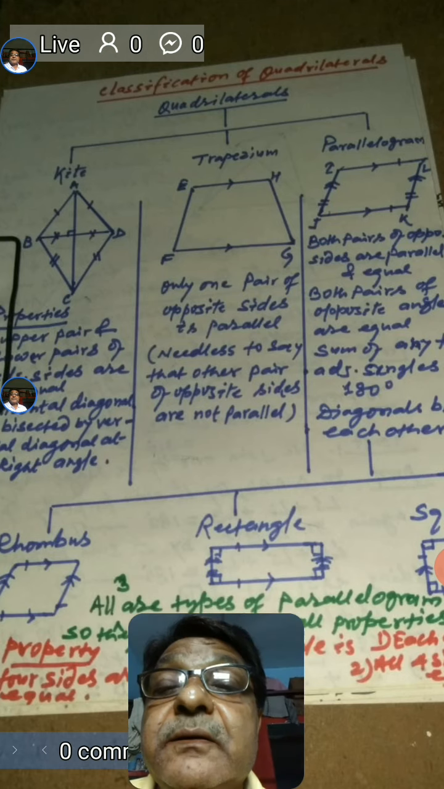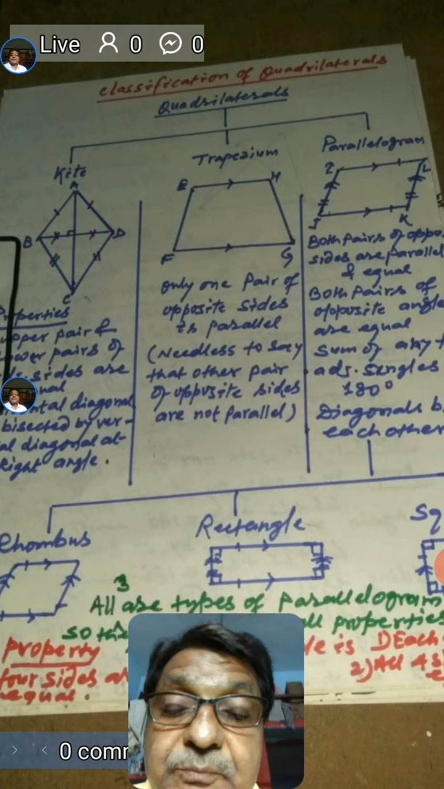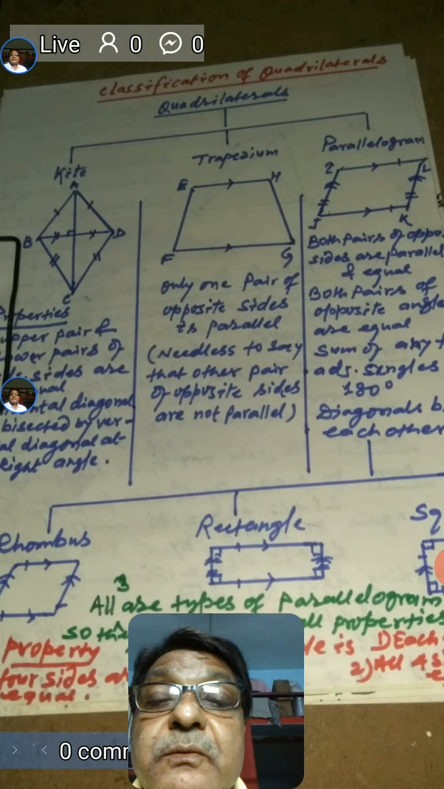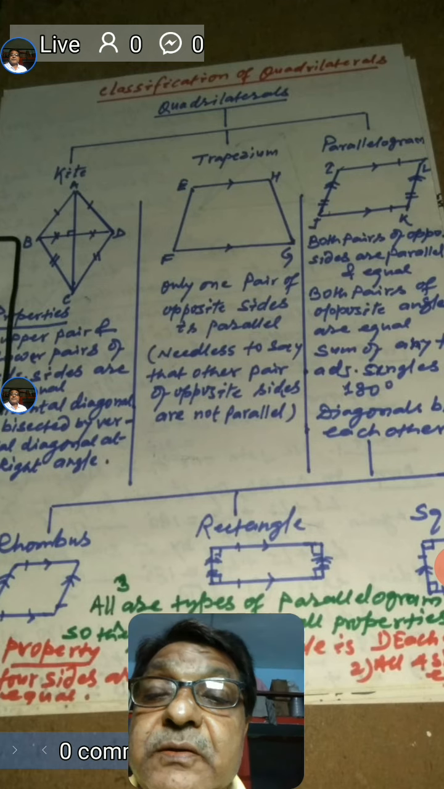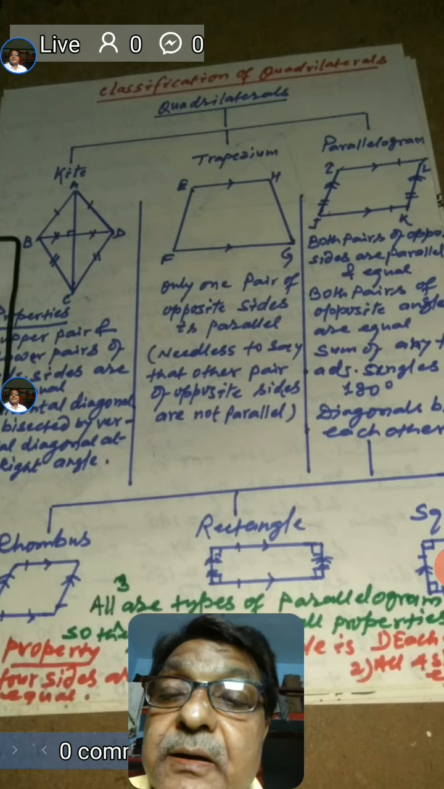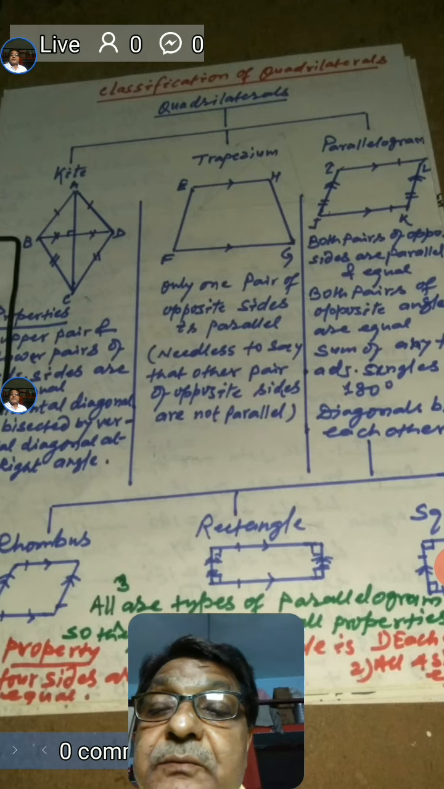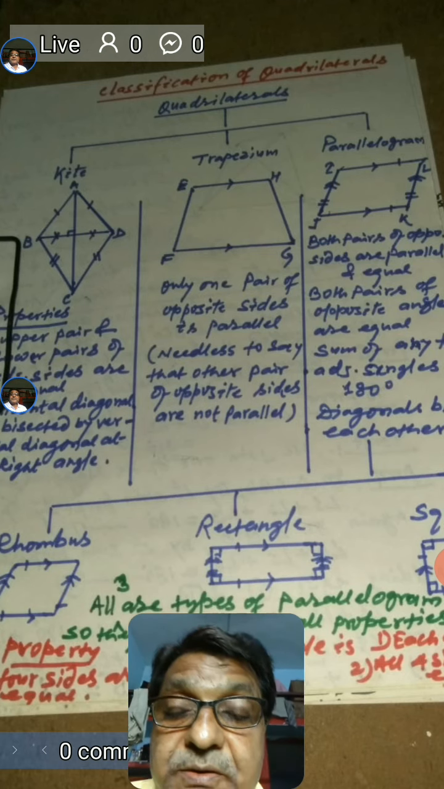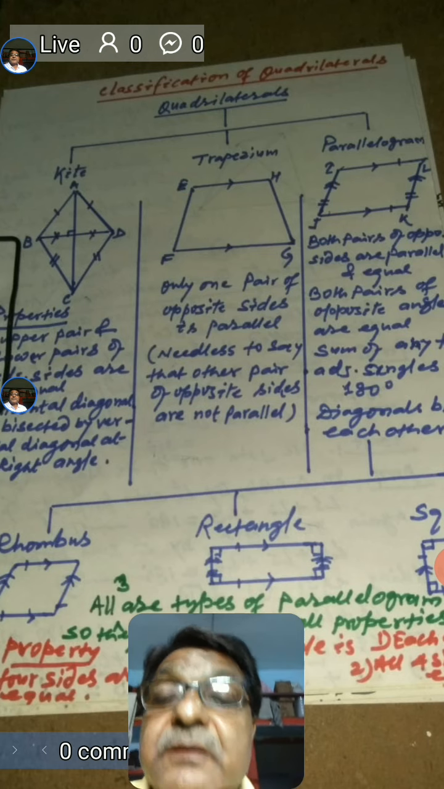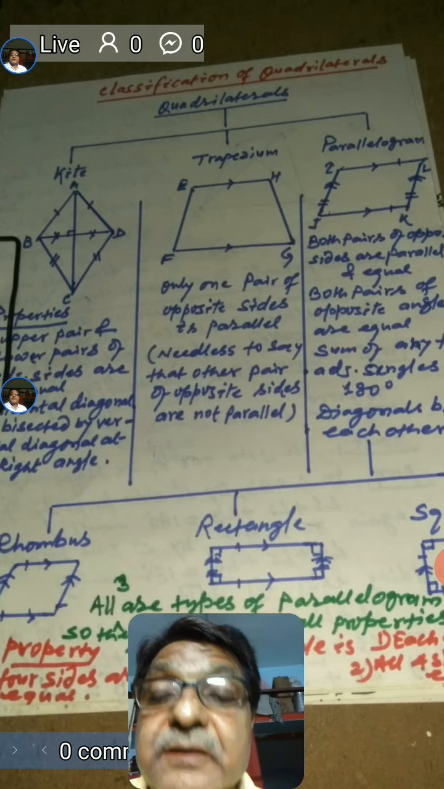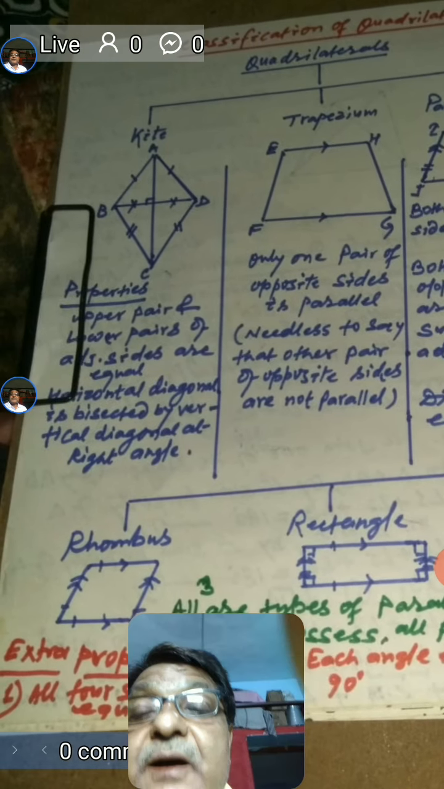These are kite, trapezium and parallelogram. So just having a slight basic introduction about these, we simultaneously will discuss the important properties through which we can understand the different types of quadrilaterals. So first of all, taking kite.